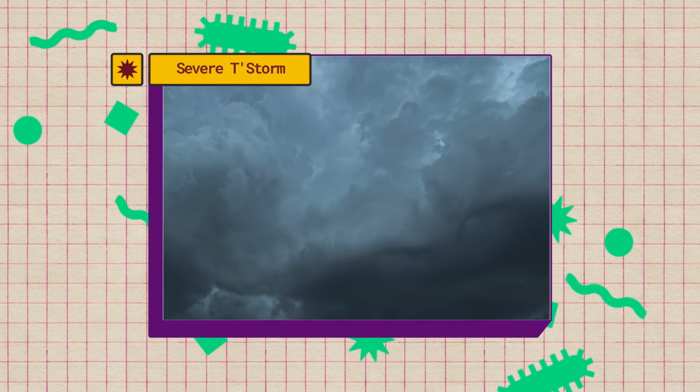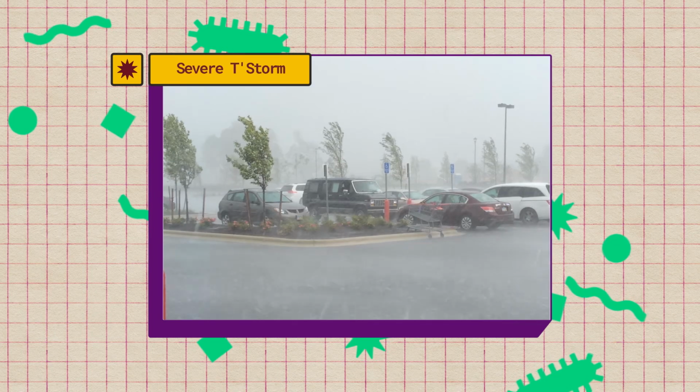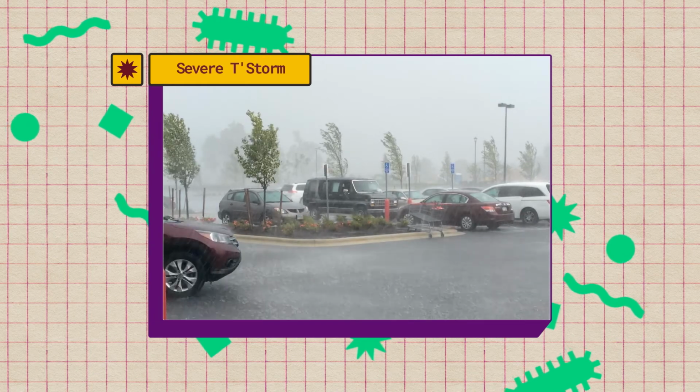While it takes lightning to be classified as a thunderstorm, just because you have lightning, does that mean it's a severe thunderstorm? Not exactly, Sarah. When you hear meteorologists say there's a severe thunderstorm warning, that means the thunderstorm has other hazards, such as damaging winds, hail, or even a tornado.